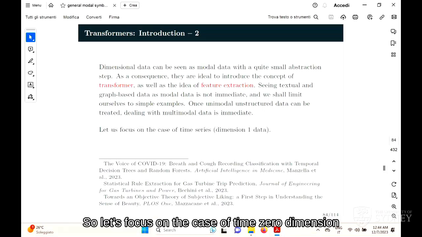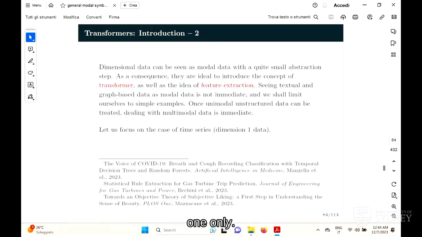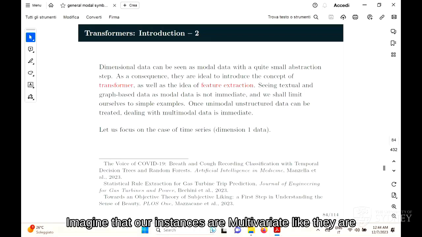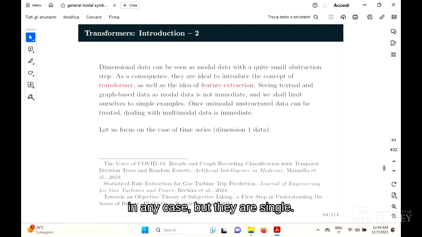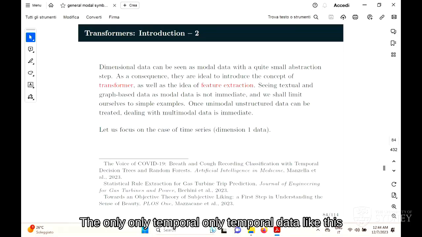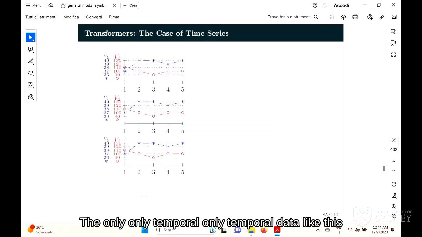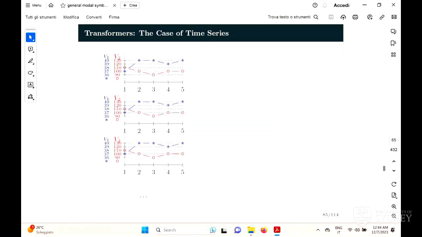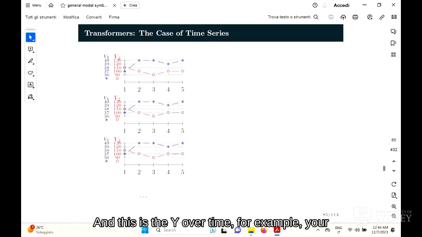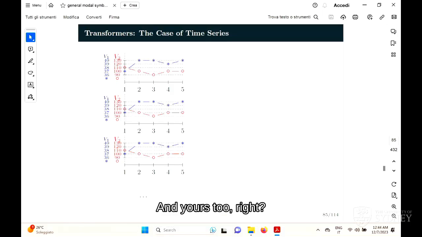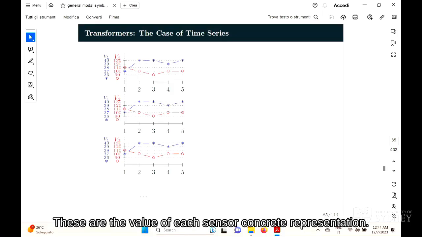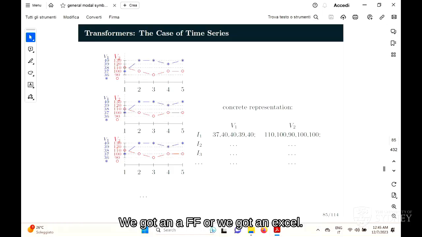So let's focus on the case of time series, dimension 1. Imagine that our instances are multivariate, as they are in any case, but they're only temporal data, like this one. Your data look like this, so this is the x and this is the y over time. For example, your data look like this in the same way, and yours too. These are the values of each sensor. Concrete representation: how do we represent it? We have an ARFF or an Excel file.